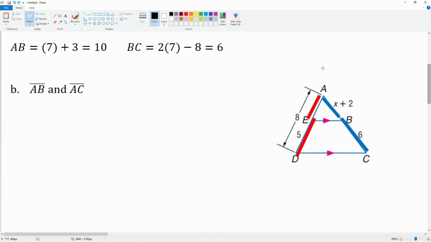Okay, for B, notice that this is a parallel line in a triangle, so basically we can use our side splitter theorem. The left small red divided by the big red is equal to the small blue divided by the big blue. Okay, I'm comparing the left side with the right side. That's it. I'm using the side splitter theorem.